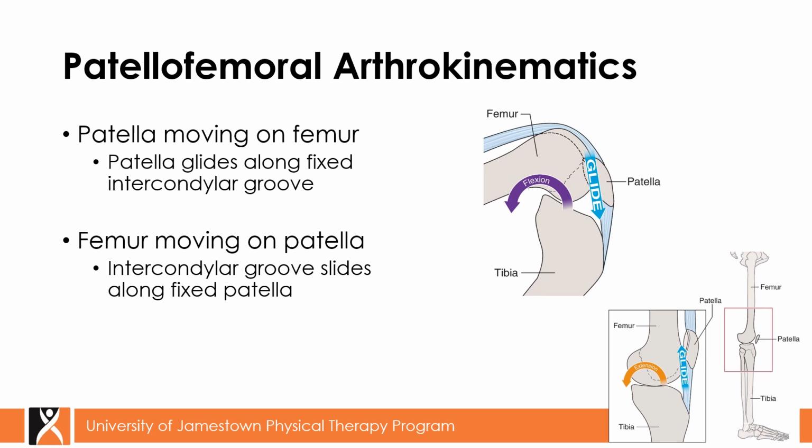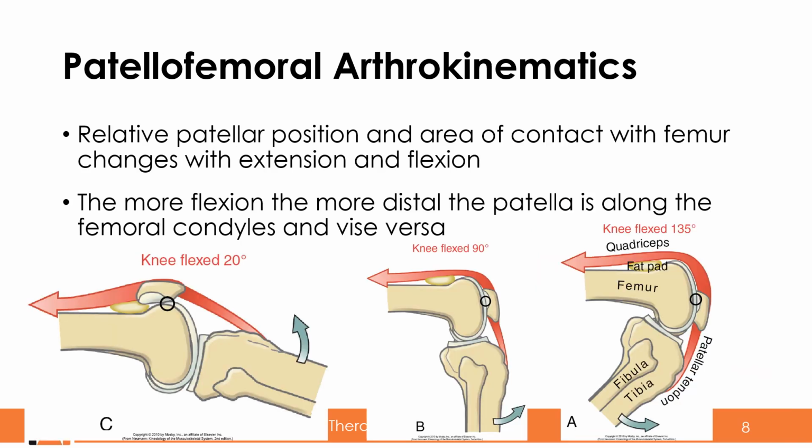During open chain movements, the patella is moving on the femur, and during closed chain movements, the femur is moving on the patella. Now, patellar movement is typically described as the patella moving on the femur, even during closed chain movements. However, it's important to make that distinction and understand which bones are moving on which. The relative patellar position and area of contact with the femur changes with extension and flexion. The more flexion, the more distal the patella is along the femoral condyles, and vice versa. So with more extension, the more proximal the patella will be.